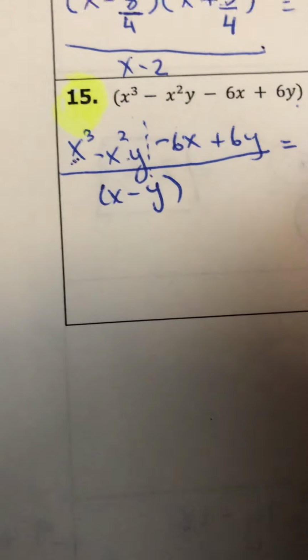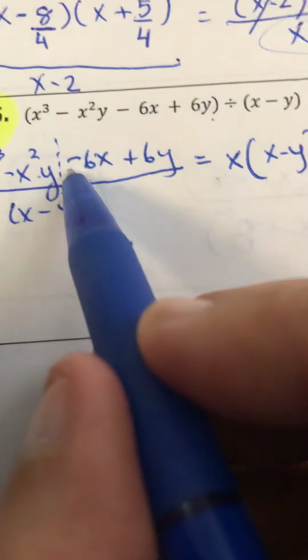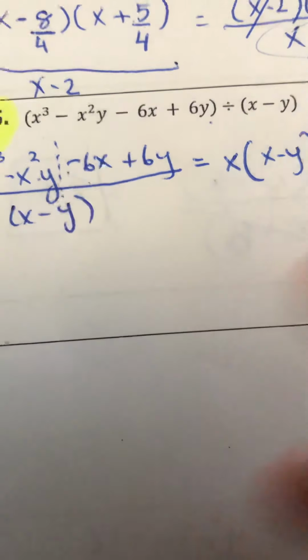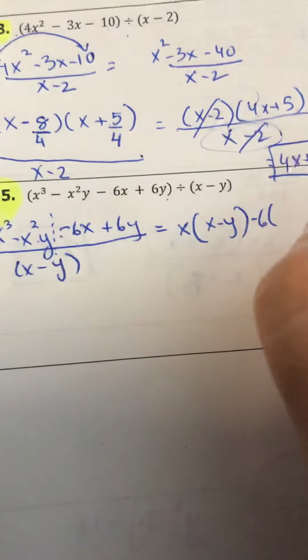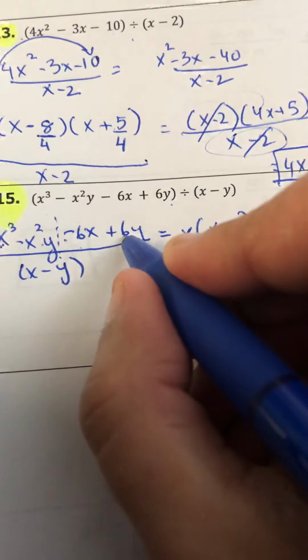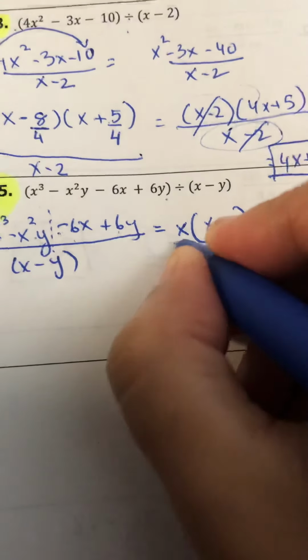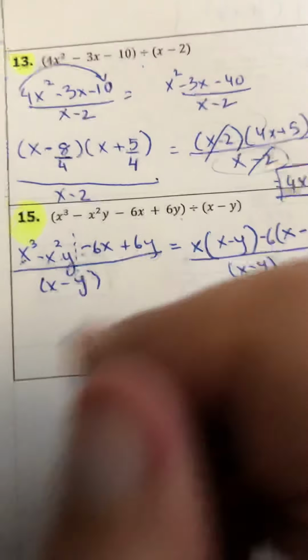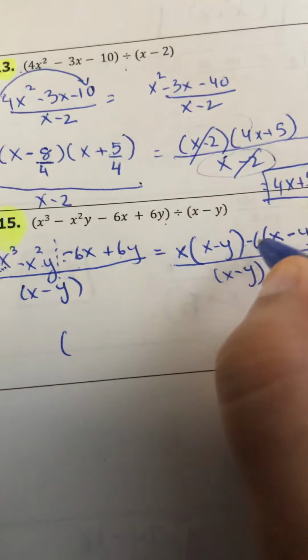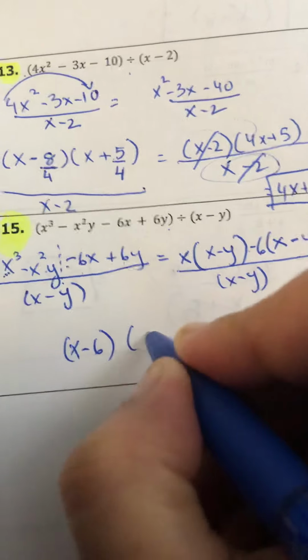x minus y. Now here I'm gonna factor out negative 6. When I factor out this negative 6, don't forget to put the sign here. I'm gonna be left with negative 6 divided by this gives me only x, and negative 6 divided by this positive 6 gives me a negative y. Now the two factors in the numerator are x minus 6 and x minus y. Most of you students forget to put the sign.